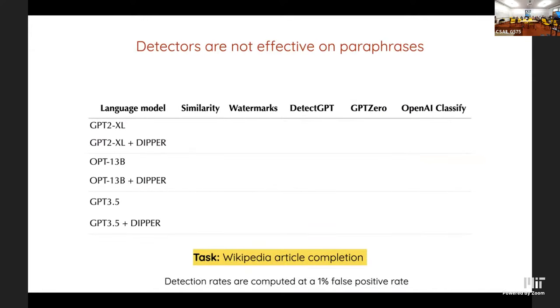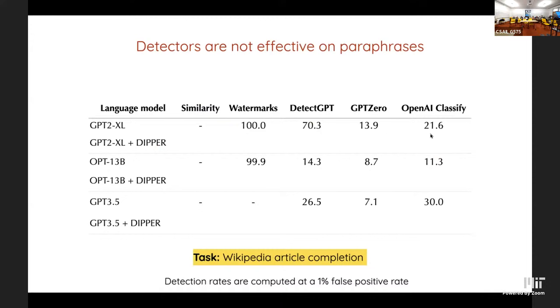So let's look at how much this affects the performance of these models on a simple task: given two sentences of a Wikipedia article, generate the remaining sentences. This is just an arbitrary open-ended generation example. You can see that of all these metrics, watermarking is very effective when you have no paraphrasing. It's like 100% effective with GPT-2 XL.